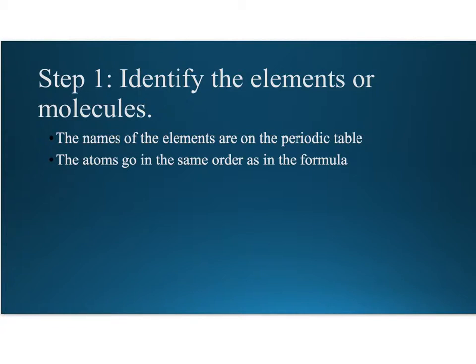Step number 1 is to identify the elements or molecules that you have. So the names of the elements are on the periodic table. That's what you should be looking at, not the ion list. The atoms go in the same order as they are in the formula, or if you're going from name to formula, they go in the same order that they are in the name.